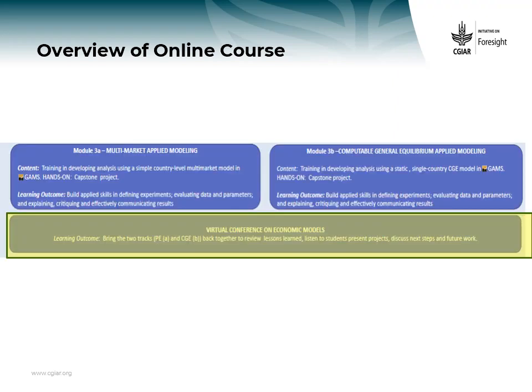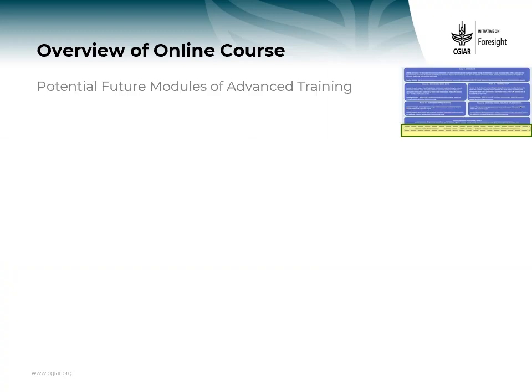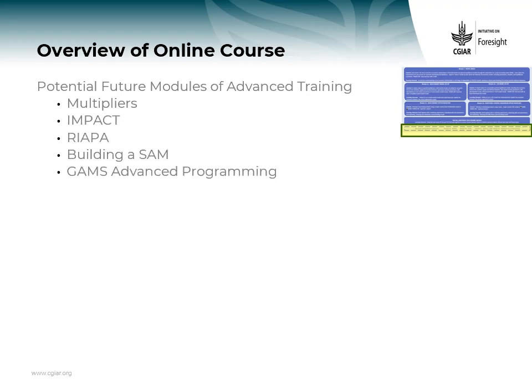After modules 3A and B, we will bring the cohorts from both learning tracks back together for a virtual conference on economic models. We will review lessons learned, listen to student project presentations, and discuss next steps and future work. Potential future modules to the course may include advanced training in multipliers, the impact model, RIAPA model, building a SAM, and GAMS advanced programming. These advanced courses will be determined based on participant needs discussed throughout the course.